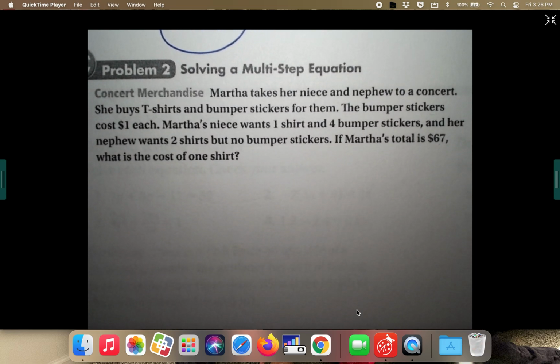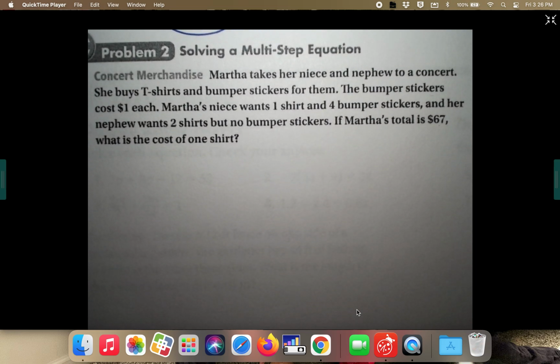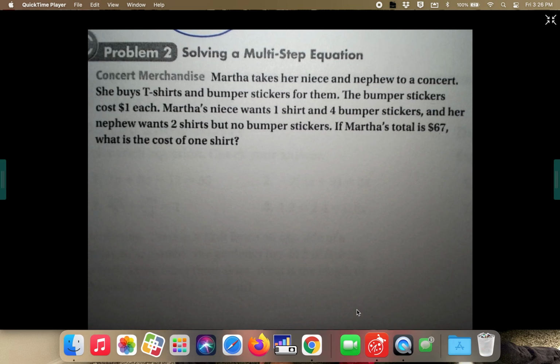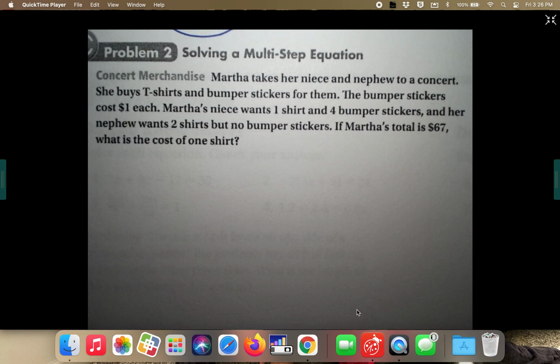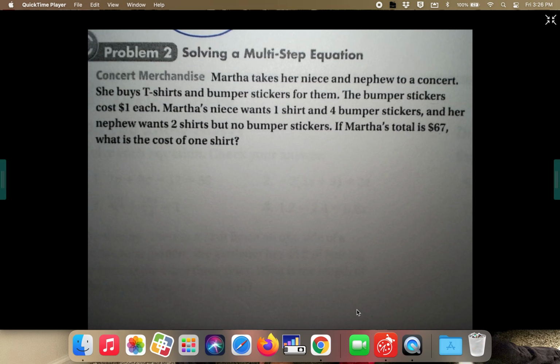It is a word problem, and it says Martha takes her niece and nephew to a concert. She buys t-shirts and bumper stickers for them. The bumper stickers cost $1 each. Martha's niece wants 1 shirt and 4 bumper stickers, and her nephew wants 2 shirts but no bumper stickers. If Martha's total is $67, what is the cost of 1 shirt?